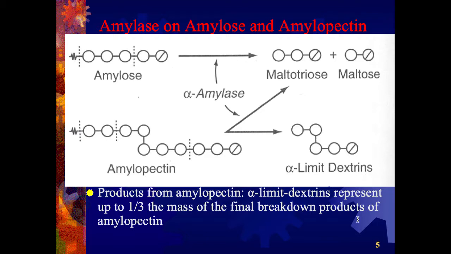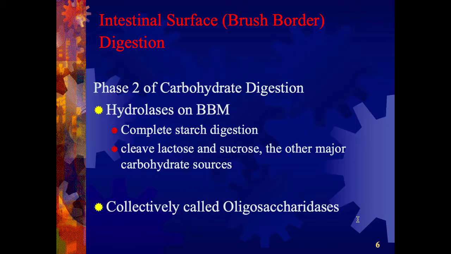So now what do you have to have? Well, now you have to have an enzyme that can degrade alpha 1 to 4 and alpha 1 to 6. Or a combination of enzymes. Okay, so this again, phase 1. And now let's look at what happens next. So phase 2 of carbohydrate digestion, these are hydrolases on the brush border membrane. They finish starch digestion. They also cleave the other major carbohydrate sources, lactose and sucrose.